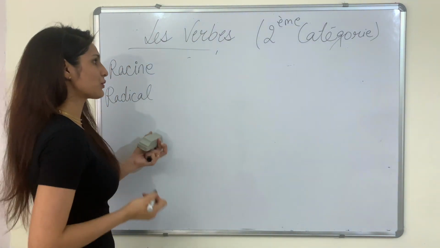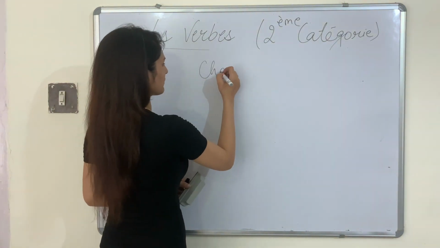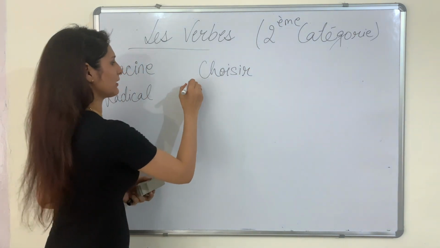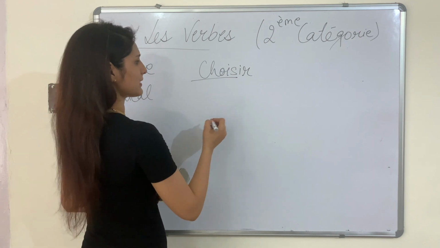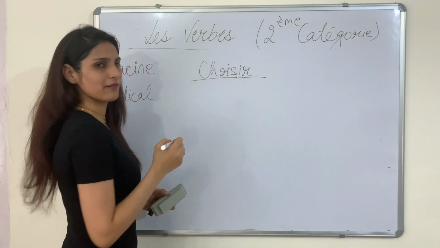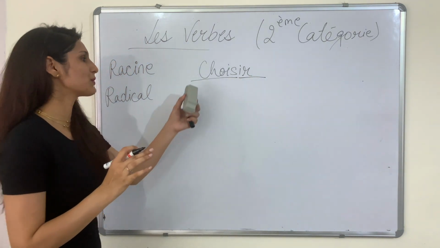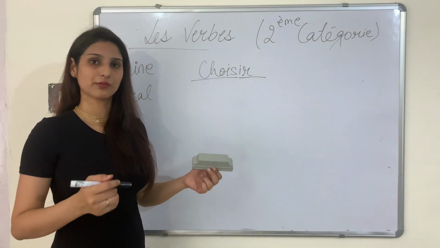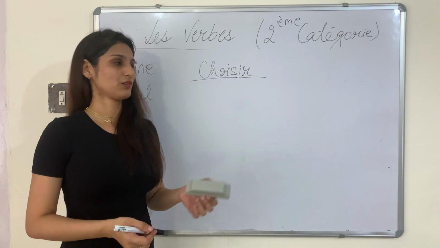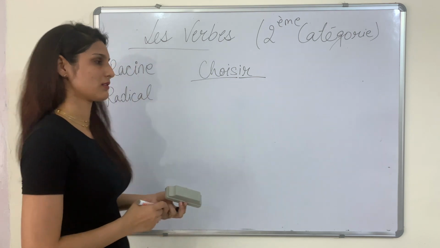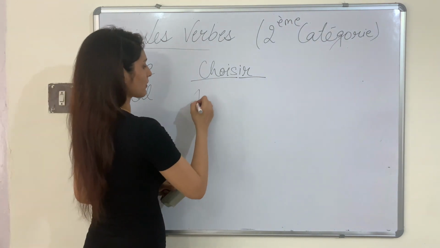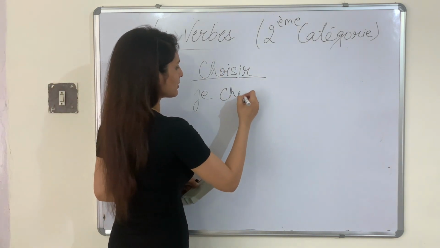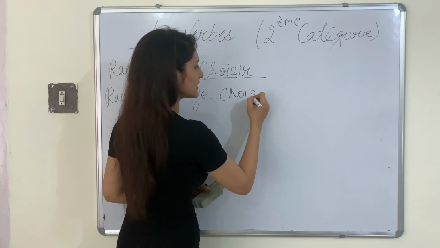Okay, now let's conjugate the verb choisir, to choose. I have this verb in my head. Okay, let's keep the racine and we have to change our radical. You have to remember which is your racine, which is your radical. If you really want to be a good student or if you want to teach in future, you have to remember what is what in this. Okay, this is a consonant starting verb, so I don't have to bother. Je choisis.